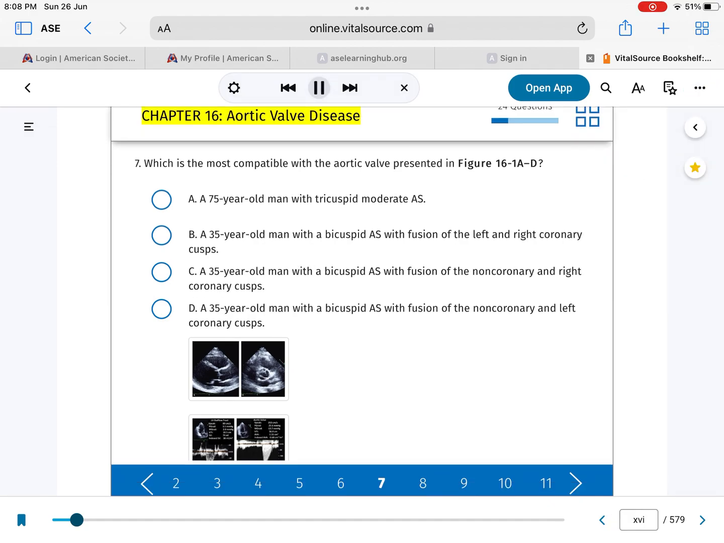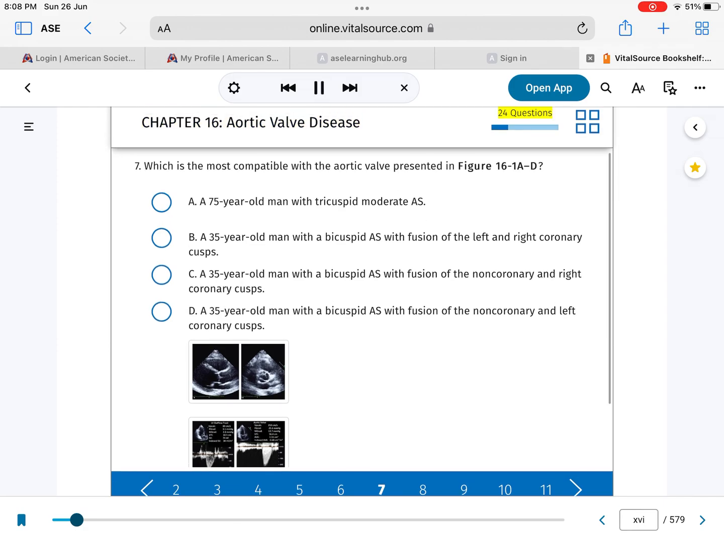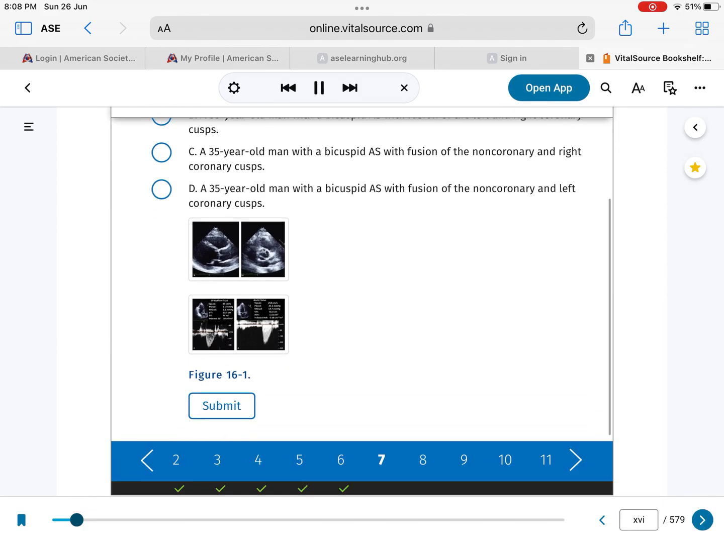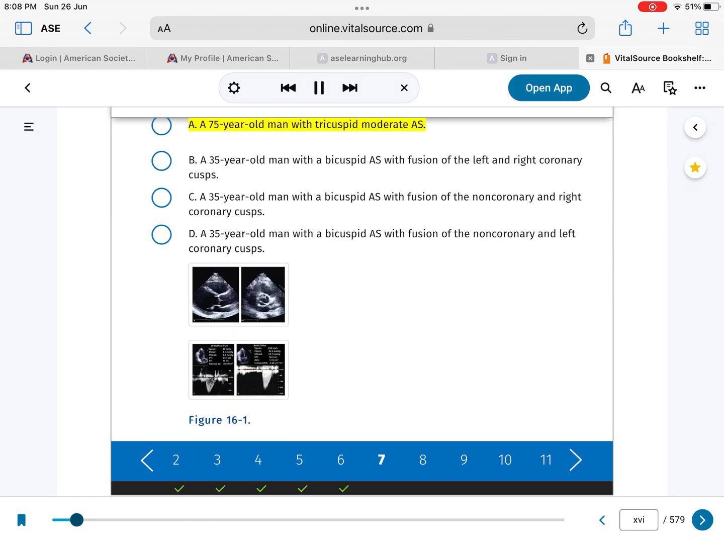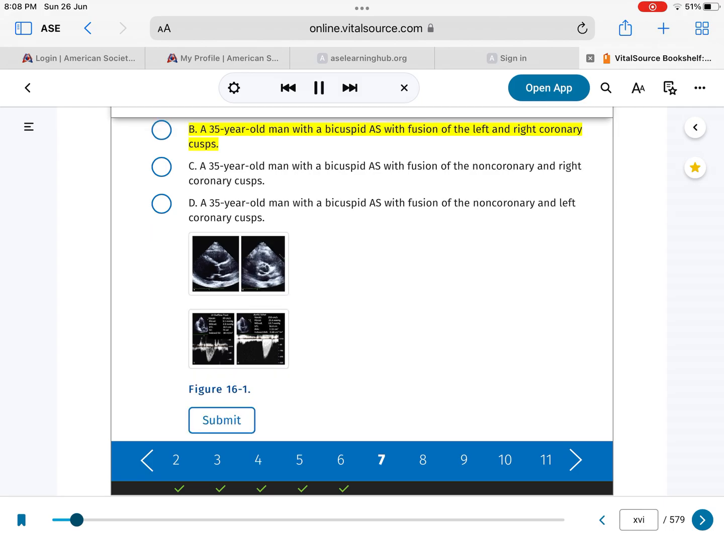Chapter 16. Aortic valve disease. 24 questions. 7. Which is the most compatible with the aortic valve presented in Figure 16-1 AD? A. A 75-year-old man with tricuspid moderate AS. B. A 35-year-old man with a bicuspid AS with fusion of the left and right coronary cusps. C. A 35-year-old man with a bicuspid AS with fusion of the non-coronary and right coronary cusps. D. A 35-year-old man with a bicuspid AS with fusion of the non-coronary and left coronary cusps. Figure 16-1. Submit.